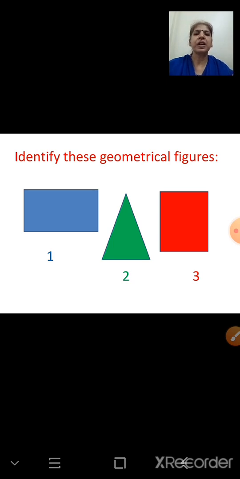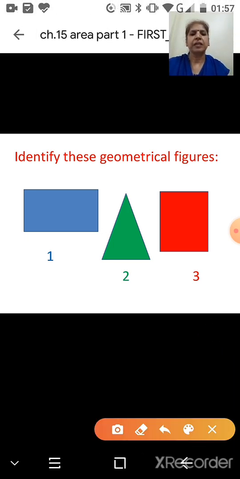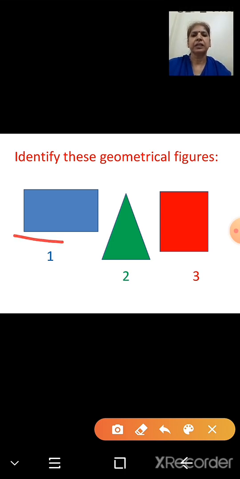Identify these geometrical figures. First one is rectangle. Second one triangle. Third one square. So these geometrical figures are flat surface, that is two-dimensional figures, two-dimensional objects.